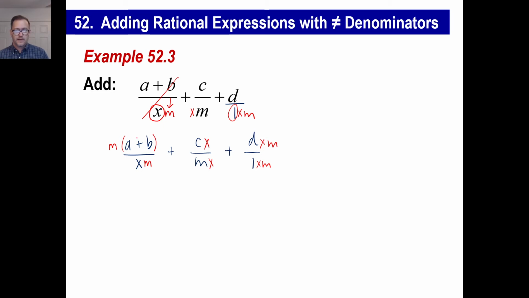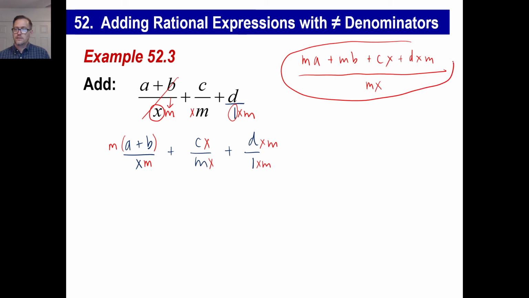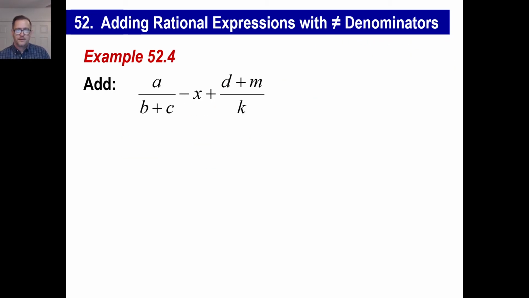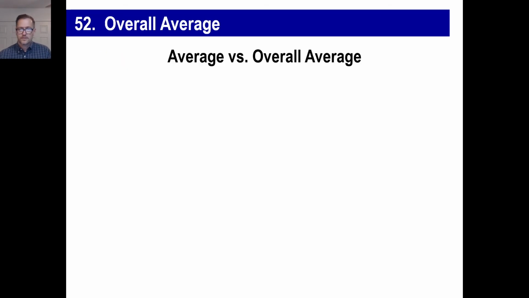And that's it, okay? And I just lump these all over one fraction. Now I've got m times a, ma. m times b, mb. And then I've got a cx there. And then I've got a dxm. Okay, so dxm. And then I've got four terms, and then they're all over xm or mx or whatever you want to call it. And there you go, and that's it. Okay. All right. Last one. I believe this is the last one we're going to do.